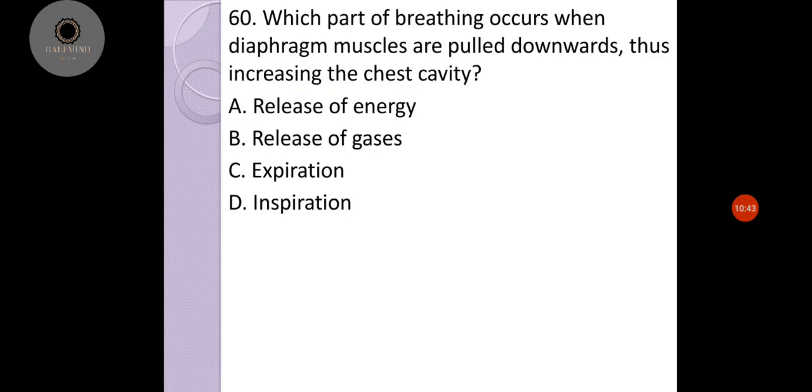60. Which part of breathing occurs when diaphragm muscles are pulled downwards, thus increasing the chest cavity? Is it A, release of energy, B, release of gases, C, expiration, or D, inspiration? So, expiration is also known as exhalation. Inspiration naman is also known as inhalation. So, our answer here is inspiration or inhalation.